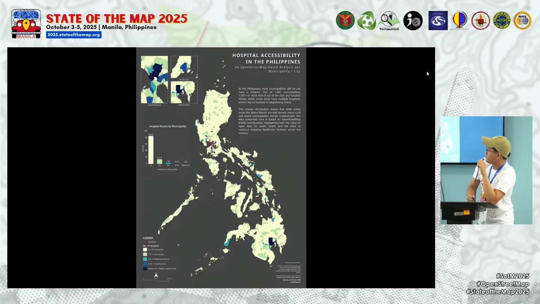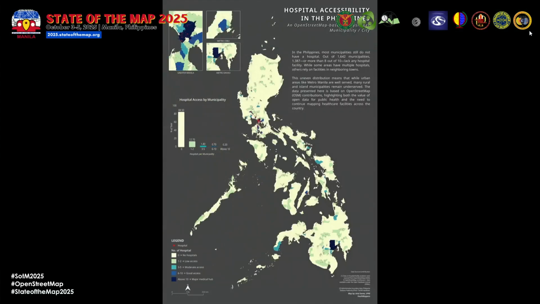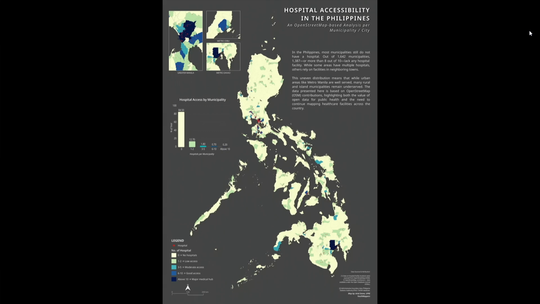And you can see in the map that there are 1,642 hospitals across the country, and 8 out of 10 municipalities lack any hospital facility. So it's really, really hard for the people of this country to access healthcare.